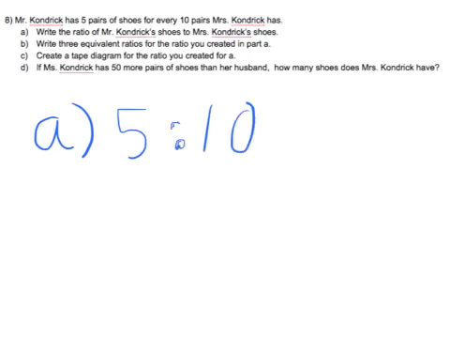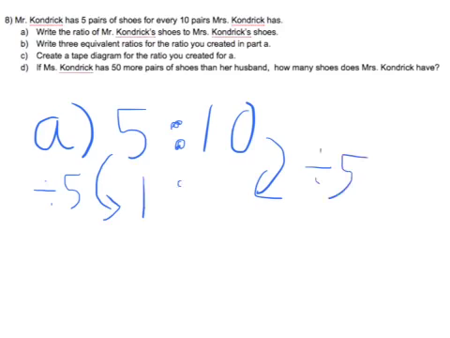Now, of course, if you have me as a teacher, and I'm guessing Mrs. Condrick and Mrs. Woodruff do this as well, you probably want to simplify this. Always a good idea to simplify. So I will divide both of these by 5. I notice that both these numbers can be divided by 5. And I will get a ratio of 1 to 2.